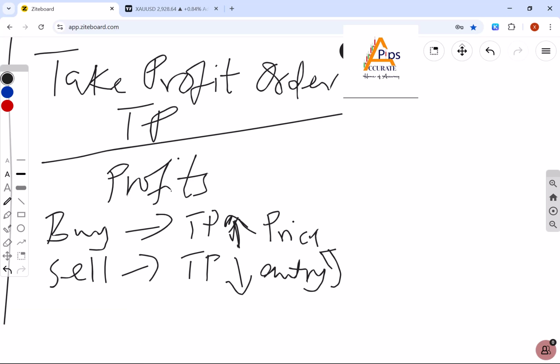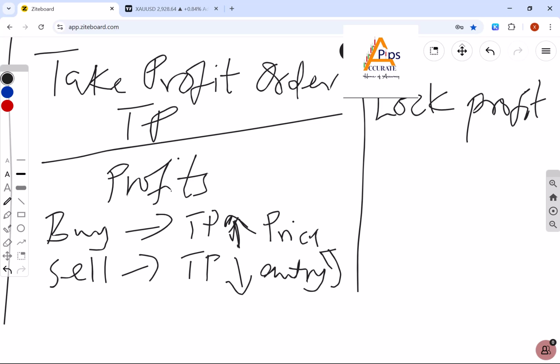All right. Now let's look at what we call this. But first, why is it important that you put take profit? It is important for you to put take profit so that you can always lock in profit. Even if you are not with your machine, you are not with your phone, your profit will still be locked in for you to come and enjoy. Okay, so that is the reason why we use take profit.